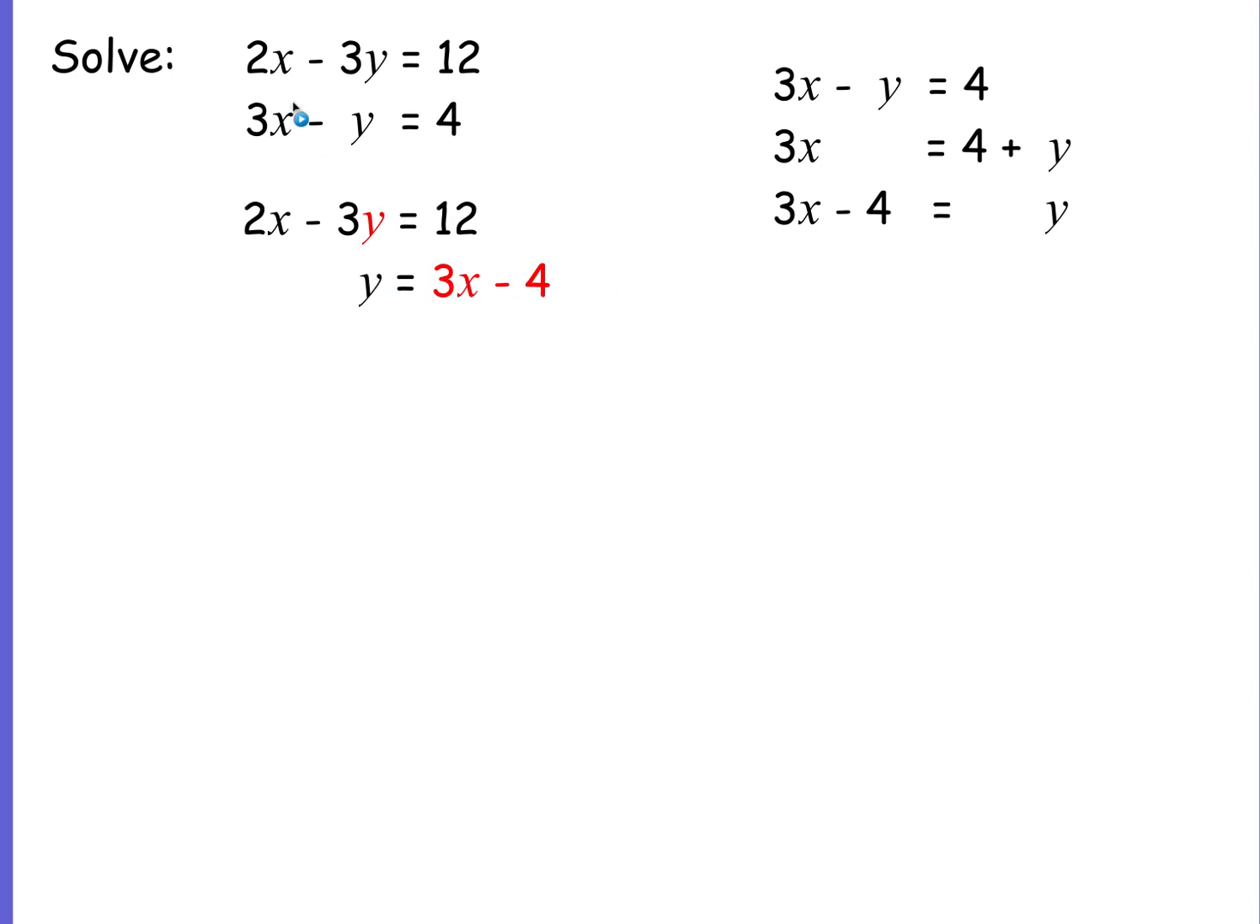So it's not take the 3x to the other side. You actually got to get a positive y. So I've switched the y. And then I switched the 4. And that gave me what y was. It was 3x minus 4.